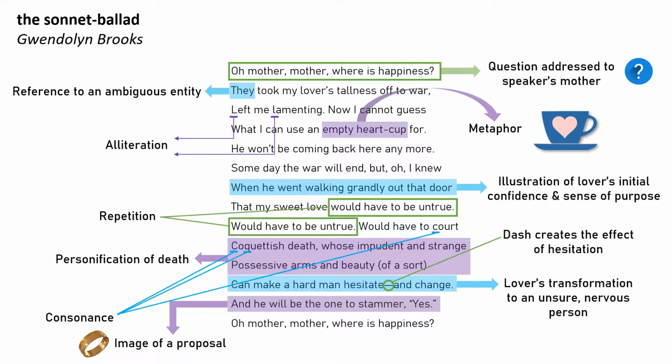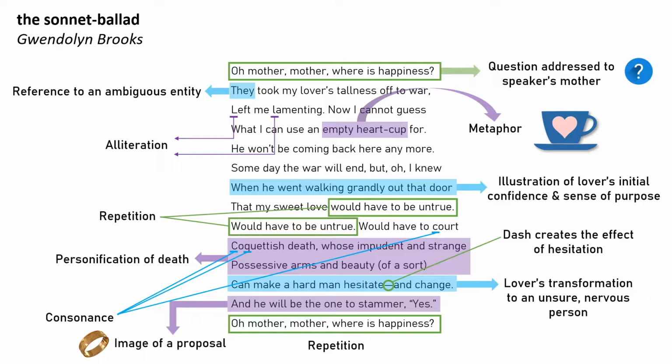This will probably feel like a betrayal because the speaker herself may have anticipated that her lover was going to propose to her, or maybe even the other way around. The last line, "O mother, mother, where is happiness?" repeats the sonnet's first line, making the poem come full circle and echoing the hopeless tone established at the very beginning.